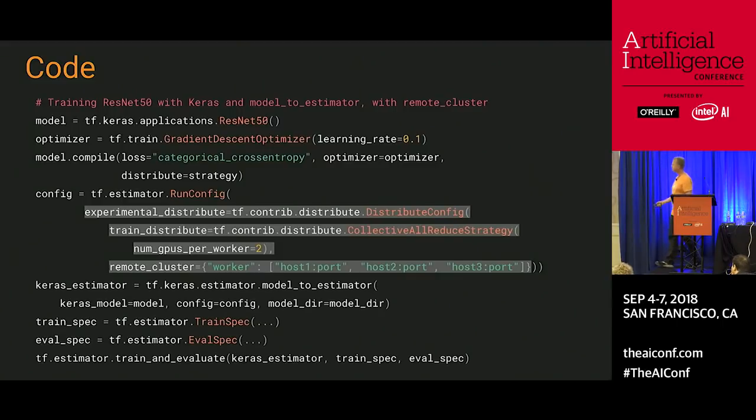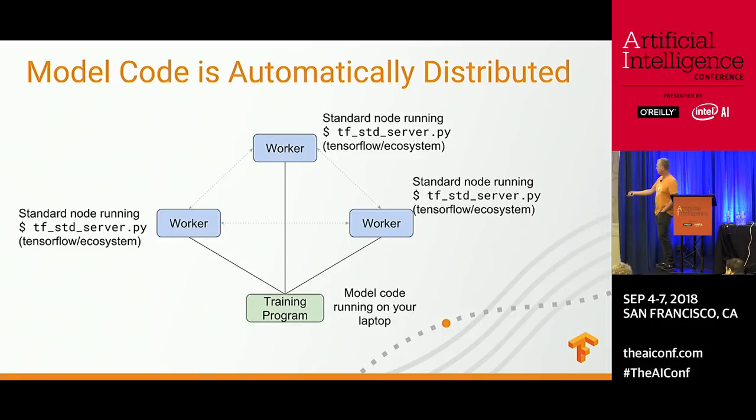What about the code? So again, we have the run config here, and this time we're going to set a parameter called experimental distribute to the distribute config. And as part of distribute config, we are going to embed a collective all-reduce strategy with, as we saw before, the number of GPUs we have per worker. But the distribute config requires one more parameter, and that is the remote cluster, okay? Because the master node here needs to know the cluster to which it should send all the model code for these daemons that are waiting there for the model code to be shared.